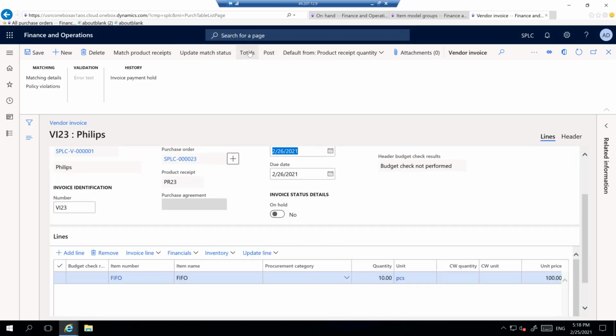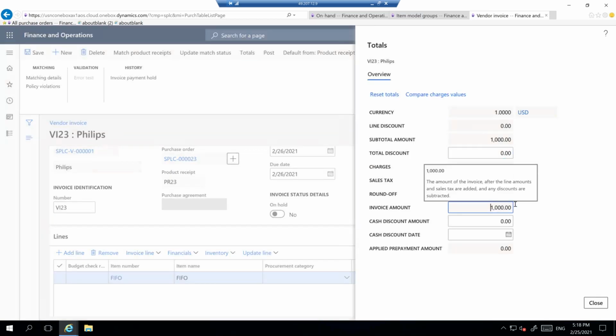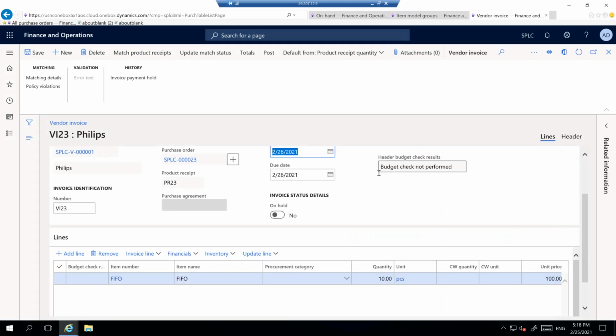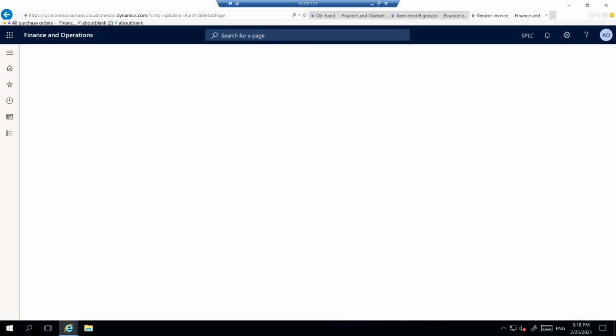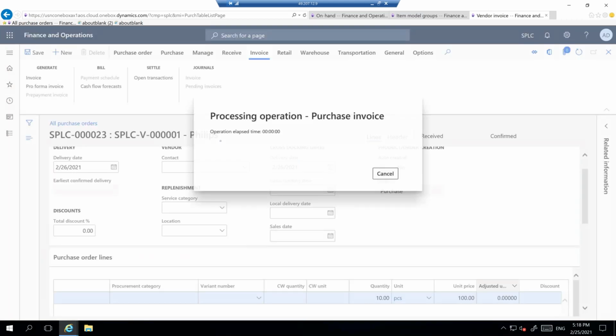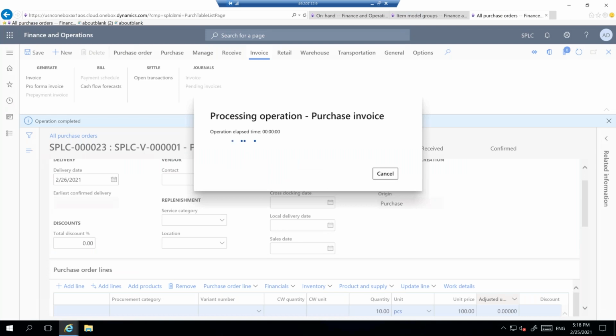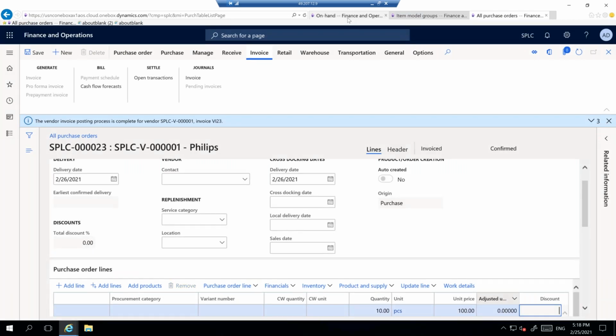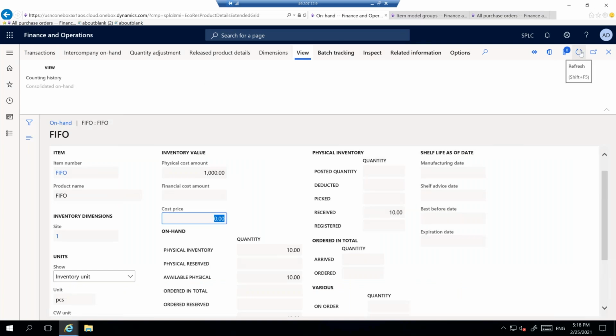And before going to post, usually business users will validate the invoice copy, whatever they have received, and whether the amount is tallying or not. This is the best practice always in a real-time scenario, because this invoice is already generated by the vendor and you are updating it in your system. That's it. Okay, post. Now if you verify on hand inventory, refresh, it is 1100.